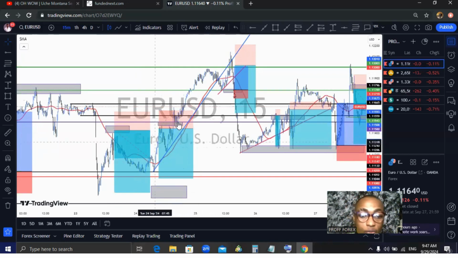Then immediately we come to this zone here because this was a psychological level of 1.11500, and this was my low of the week. So I took a sell from here. So I moved to break even. Then the candle went on and didn't break even; it took our trade out at break even.